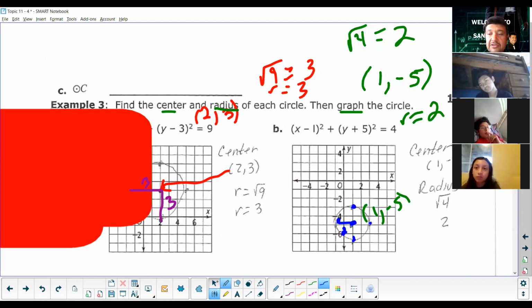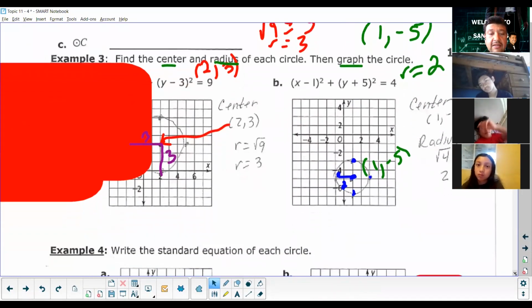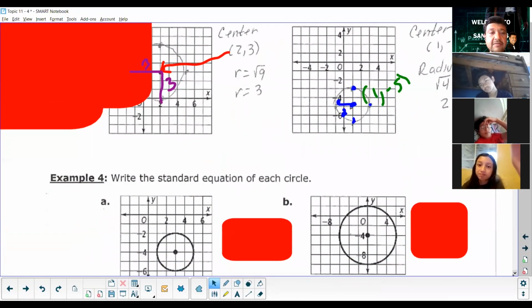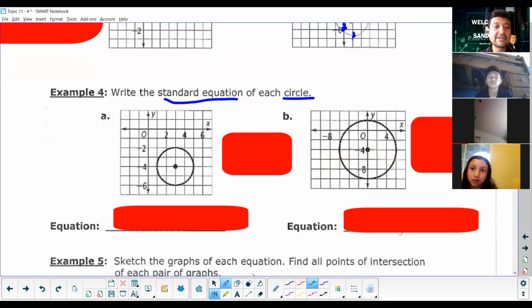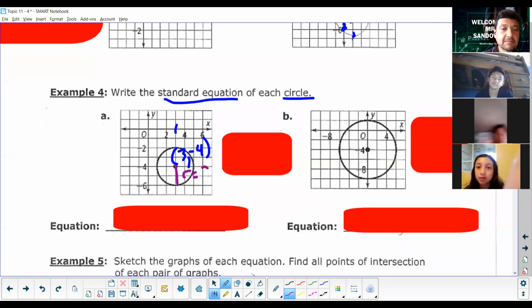All right, now let's go ahead and scroll down and see Celeste. Why don't you go ahead and read this one? Read the directions. Write the standard equation of each circle. All right, good. So Celeste, if you're going to write the standard equation, what's the first thing you got to do? Find the center of the circle. Good. All right, so this center is going to be 3, -4. Okay. And then what is the radius? Can you tell what the radius is, Celeste? Yeah, so the radius is 2. Okay, good. So what is the equation going to look like?